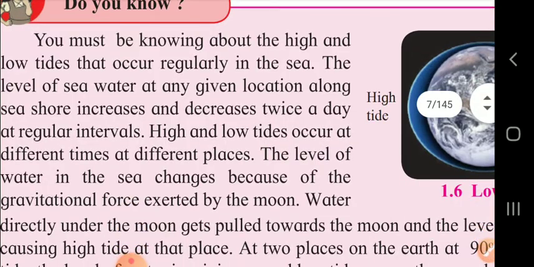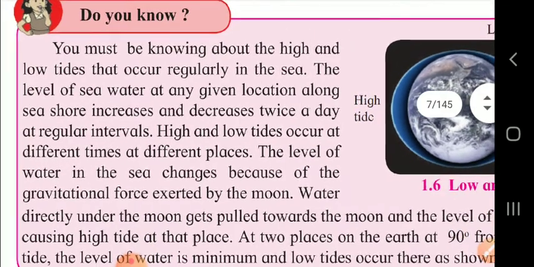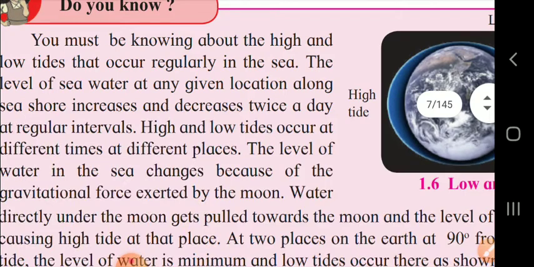So you know about the high and low tides. You have studied in geography also. They occur regularly in the sea, and mostly the high tides are toward the moon. The level of the sea water at any given location along the seashore increases as well as decreases twice a day at regular intervals. High and low tides occur at different times at different places.